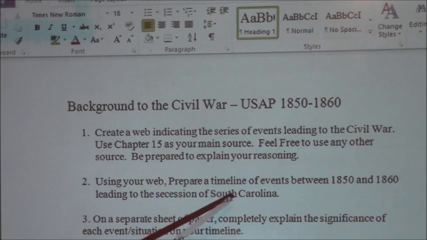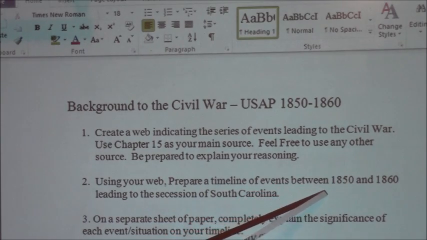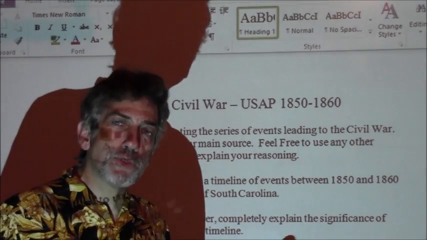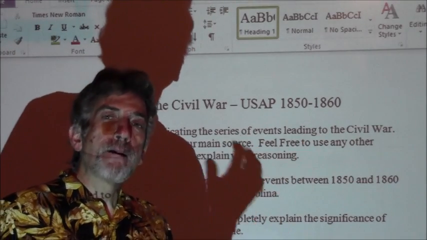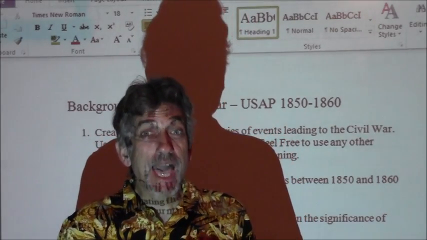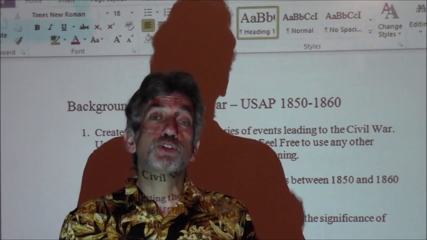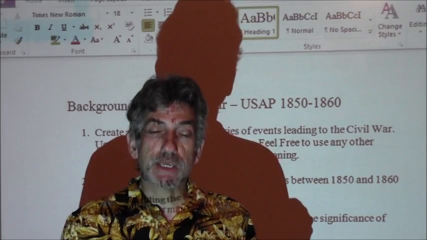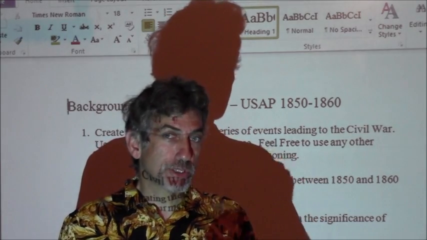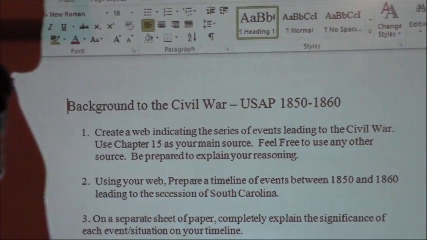Using your web, prepare a timeline of the events between 1850 and 1860 leading to the secession of South Carolina. So everything that's on this web, once you're done with the web, gets put in order. As you're going to see, the web is how you answer multiple choice questions, and you'll see that in a second. And the timeline is how you answer an essay question, because the timeline should be in sequence.